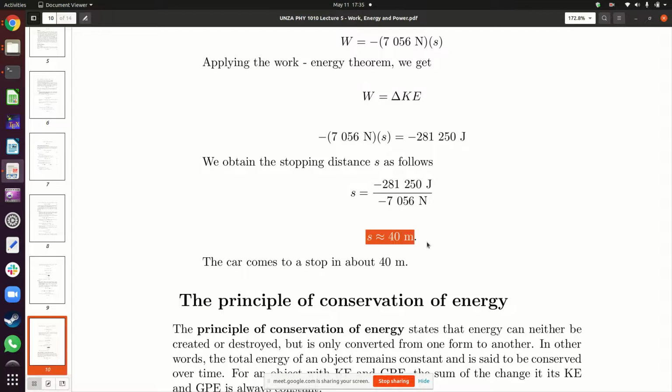Is it clear on how we are applying this work-energy theorem?